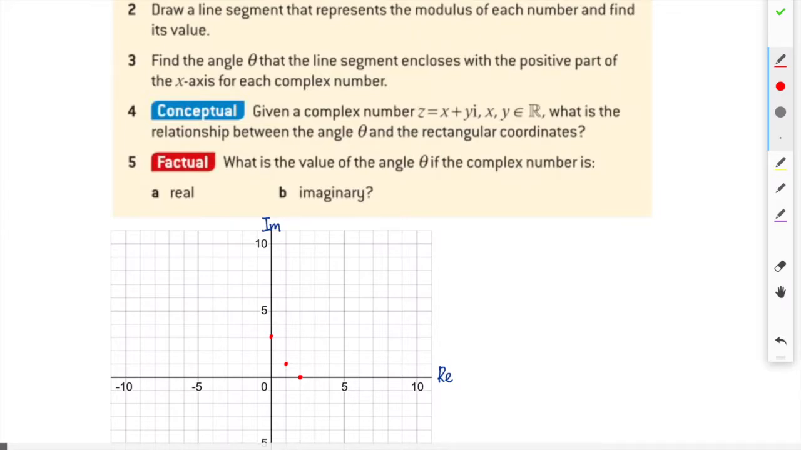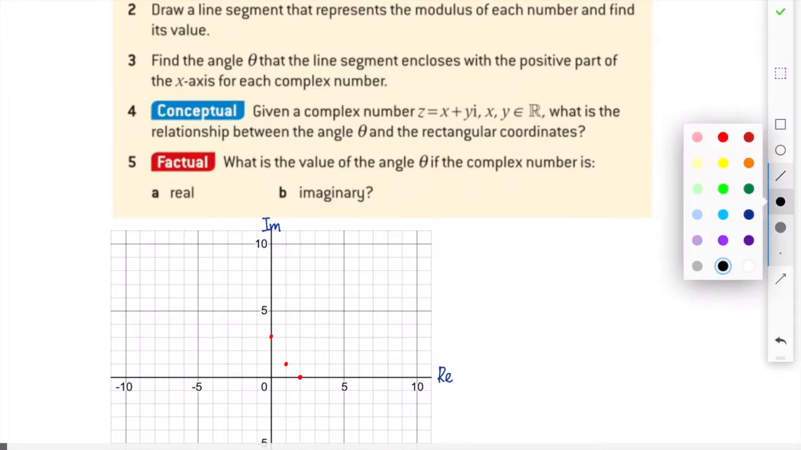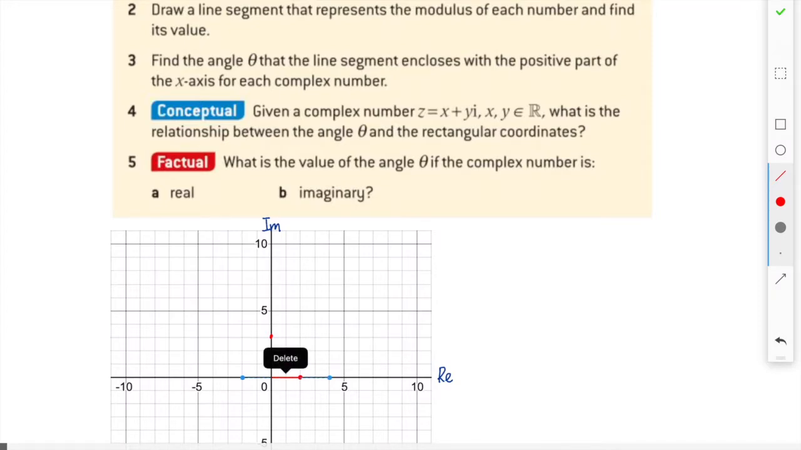number 2, draw a line segment that represents the modulus of each number. So for instance, if I'm looking at my first point, this line segment would represent the modulus of this number. And then here's another one that represents 1 plus i's modulus. And then here, that represents the modulus of 3i and so on.